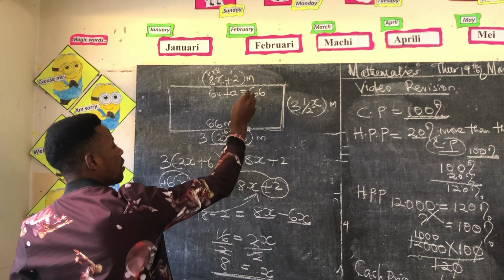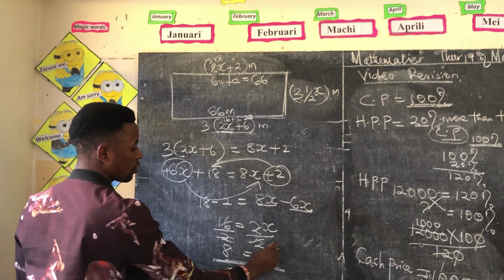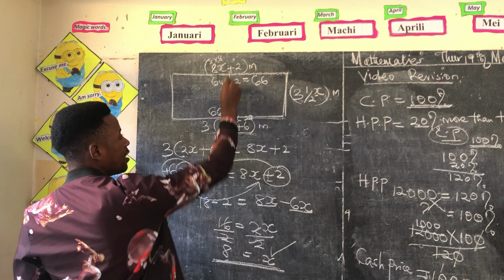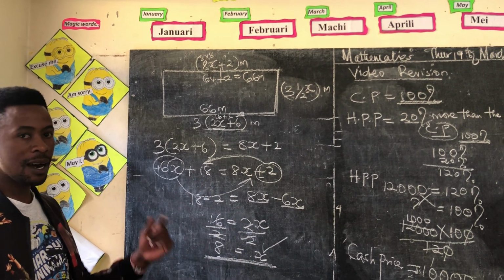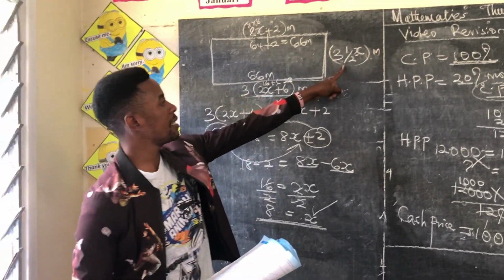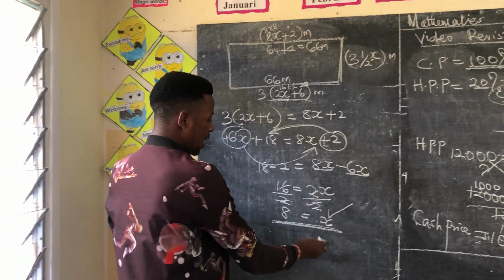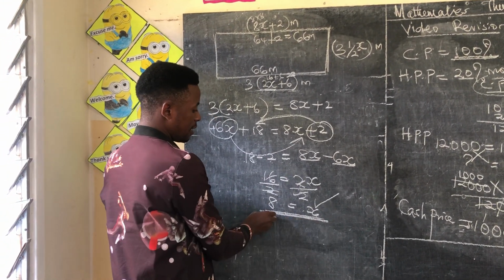So that means that the value of x we found is correct. And see that these two sides measure the same, because opposite sides of a rectangle are equal. Now we get the width. Now, the value of x is 8.